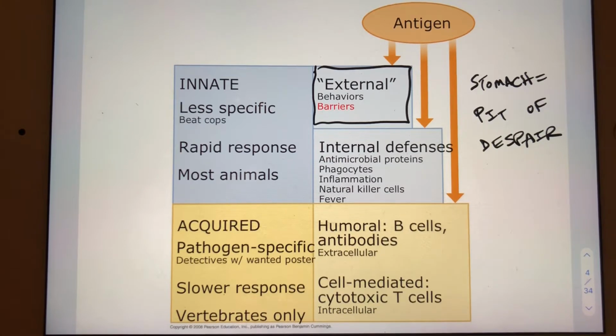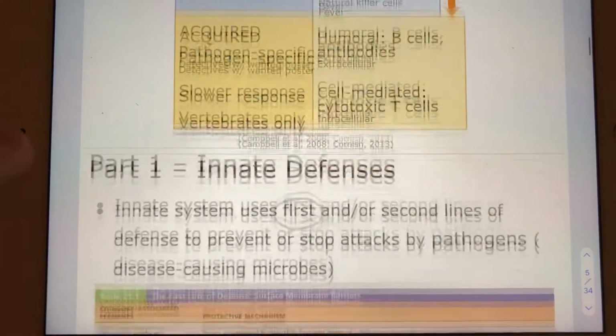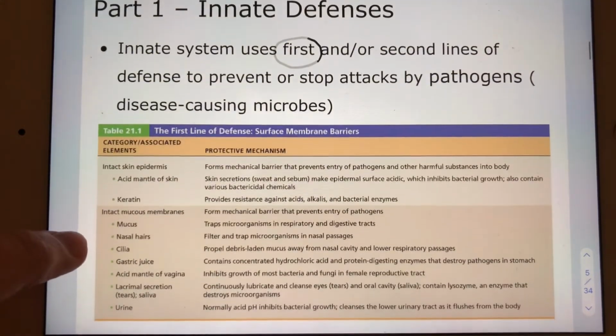And technically, the lining of our digestive tract, much of our respiratory system, is in contact with the external environment. So that's sort of the line of thinking. Anywho, barriers are many, many, many. And barriers and behaviors are sometimes thought of as our first line of defense. I just circled that on slide 6.